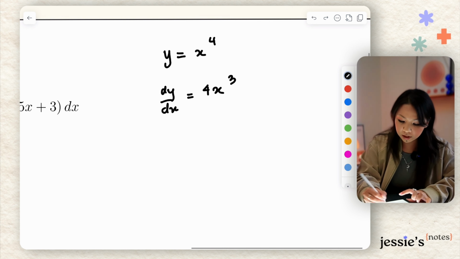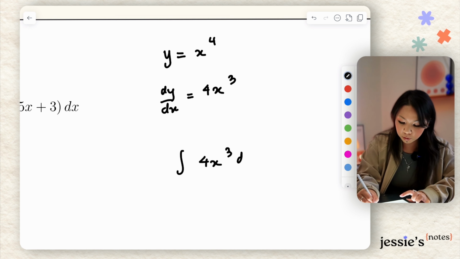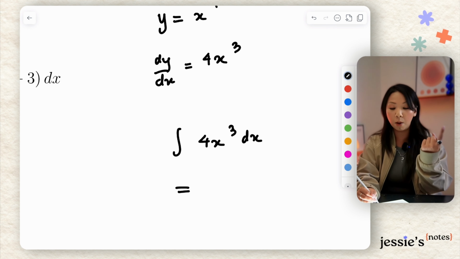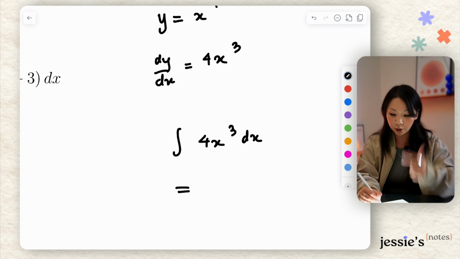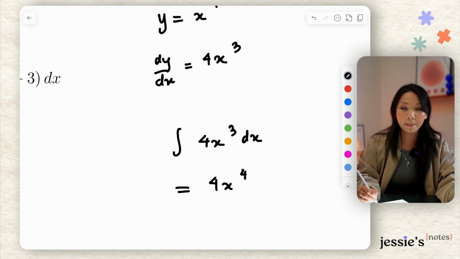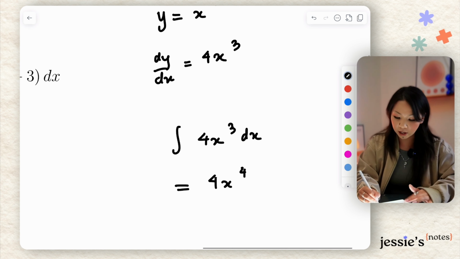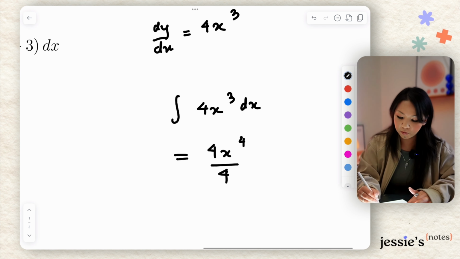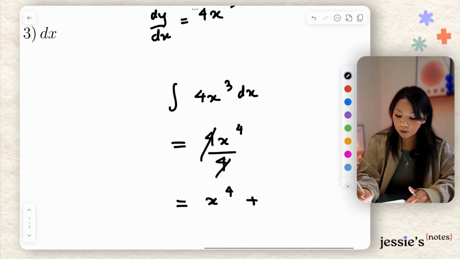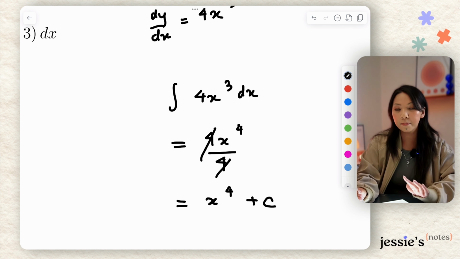So if I wanted to integrate 4x cubed dx, what you're going to do first is you want to increase the power by 1. Instead of reducing by 1, you increase by 1. And then instead of timesing it by that power, you're going to divide it by that new power. So we're going to divide the whole thing by 4. These 4's cancel out, and then you're going to get x to the 4. And then we usually denote it with a plus c.